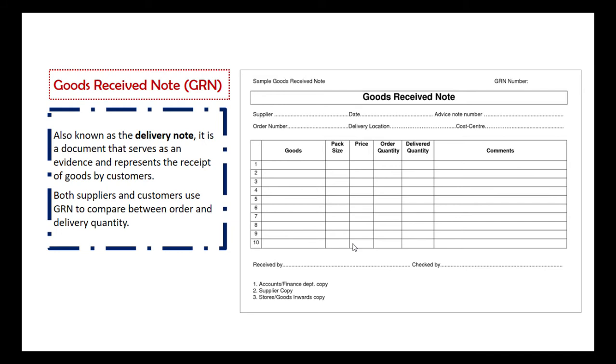We'll talk about the goods received note, also known as the delivery note. It is a document that serves as evidence and represents the receipt of goods by customers. So both suppliers and customers use the goods received note to compare order and delivery quantity. When a buyer purchases goods, the seller will transport them to him or her. When you receive them, the goods received note will indicate all the items that were received in the shipment. Okay, so a sample is shown to the right.